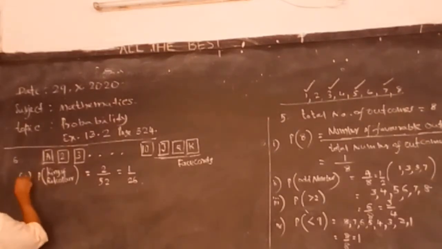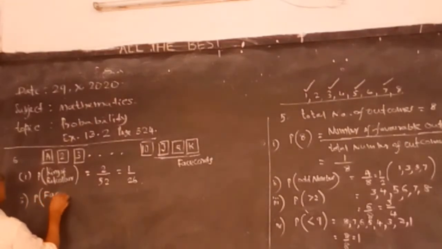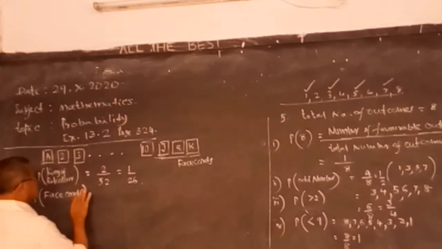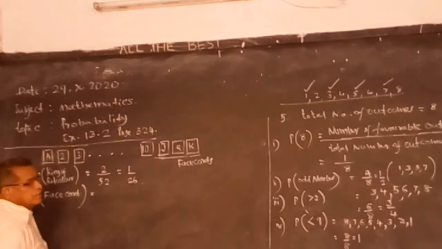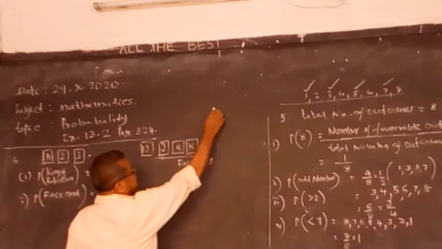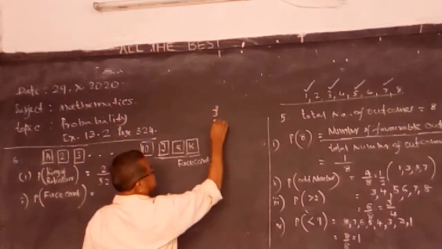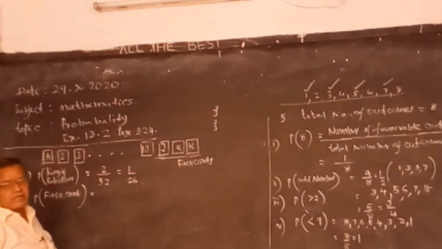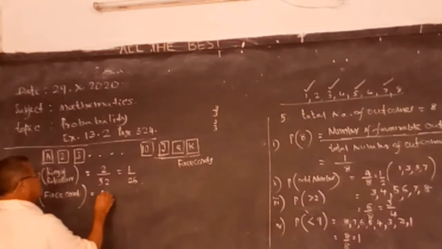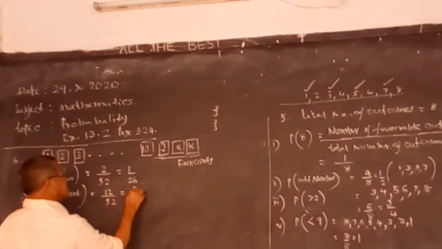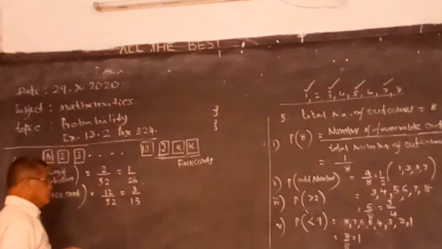A face card. Second question. Probability of face card. How many face cards? I explained. Face cards, totally 3 cards from club, 3 cards from spade, 3 cards from heart, 3 cards from diamond. Totally 12 face cards. So 12 by 52. So 4 3s are 12, 4 13s are 52. 3 by 13.